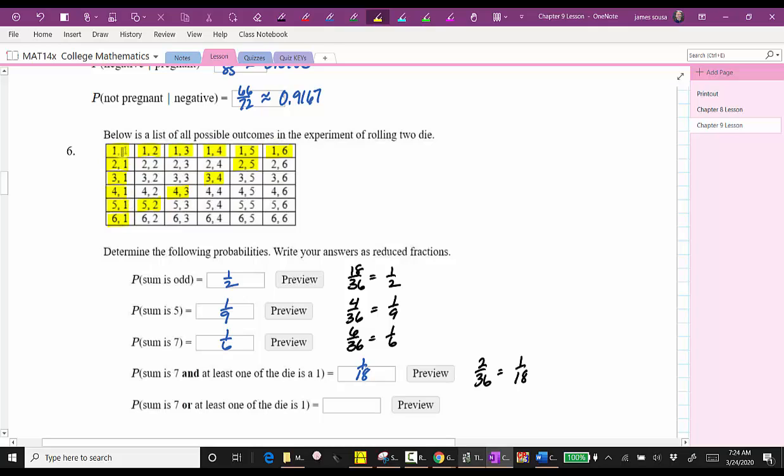So we have a total of 6, 7, 8, 9, 10, 11, 12, 13, 14, 15 favorable outcomes out of a total of 36, which gives us a probability of 15/36, which does simplify because 15 and 36 share a common factor of 3. The probability simplifies to 5/12.